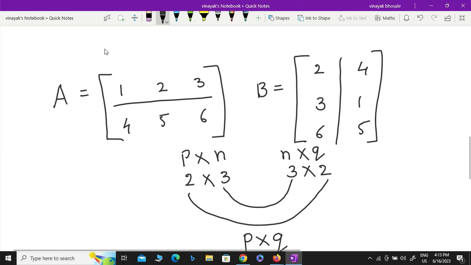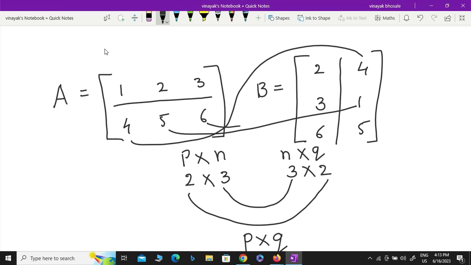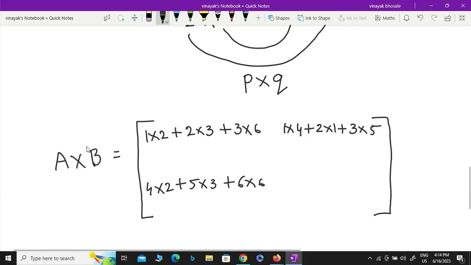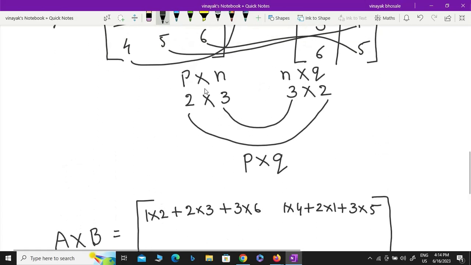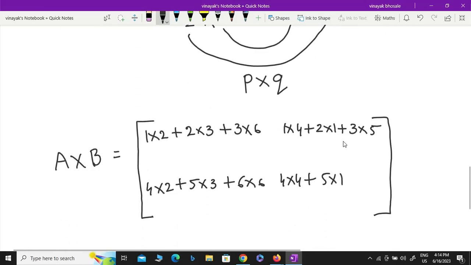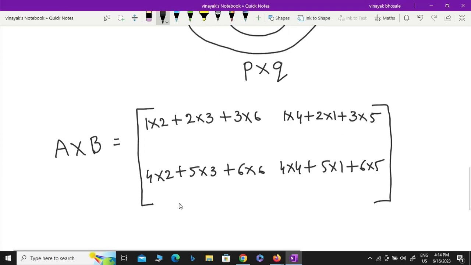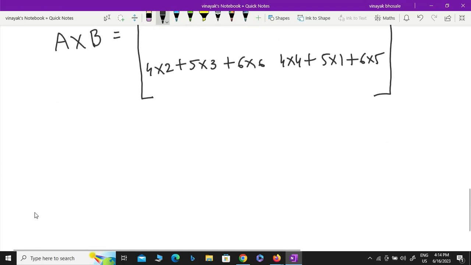Okay, and now we will multiply this 4 with this 4, 5 with this 1, and 6 with this 5. So we will multiply 4 with 4 plus 5 with 1, and we'll multiply 6 with 5. Okay, now let's quickly calculate these values.